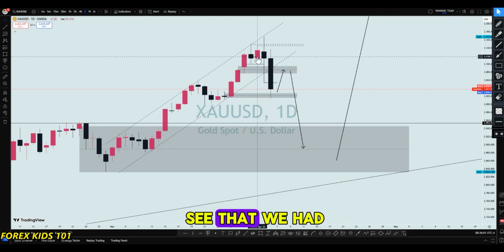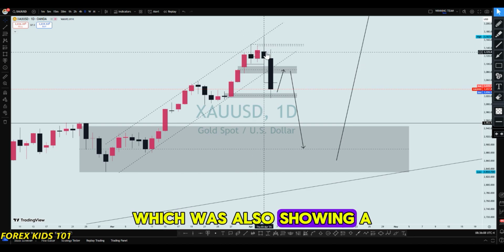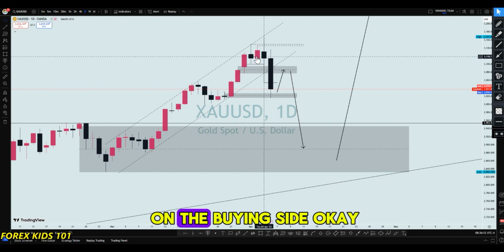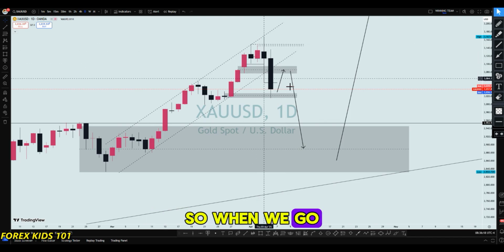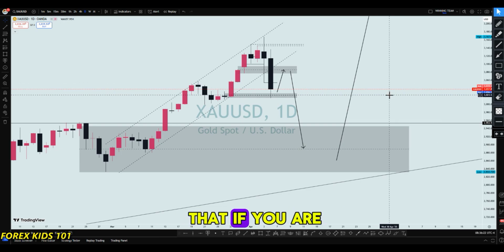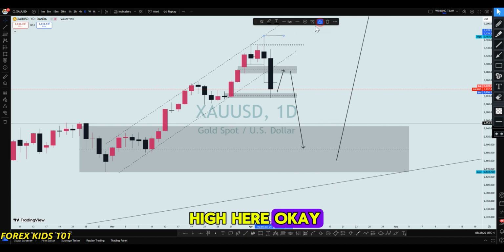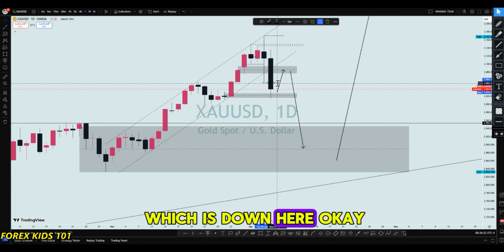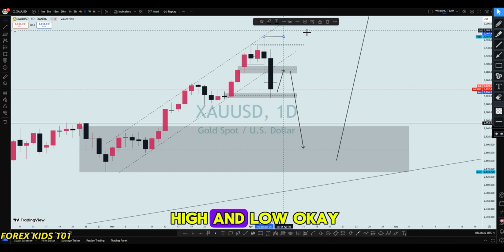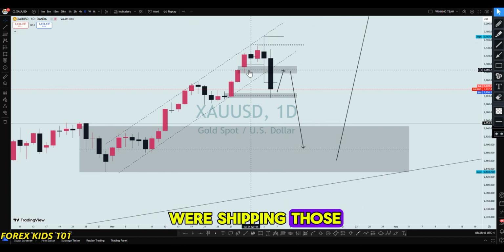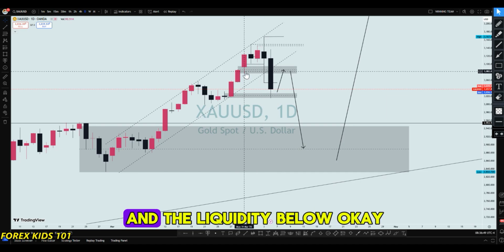The third day we see that we had a bullish momentum but failed to break the wick of this doji here, which was also showing the weakness on the buying side. So the bulls were losing momentum. The bears were putting up a fight here. When we go to the first day, which did two things that, if you are a trader, you were able to look into, we can see that this day had this high here and had this low down here. That high and low is not just a high and low. This happened because we were sweeping both the buying side and the selling side. We were able to sweep the liquidity above and the liquidity below.